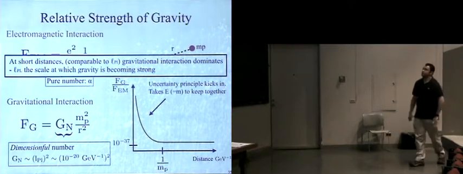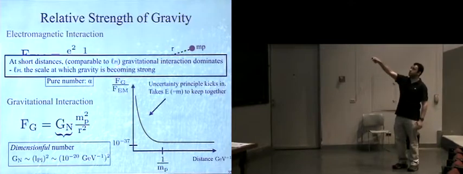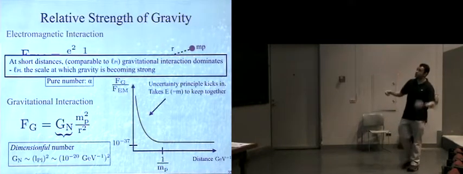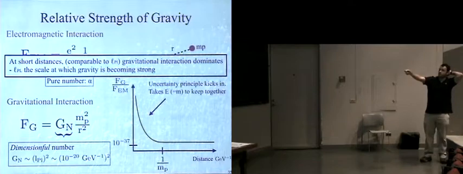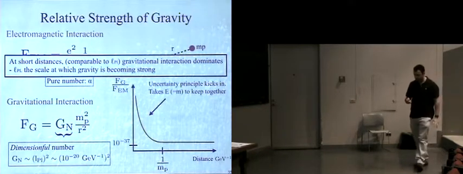Okay, and that's what I say here. So at short distances, comparable to the Planck length, this interaction dominates. Another way of thinking of this Planck length is that this is the scale at which gravity becomes important, where gravity becomes strong.